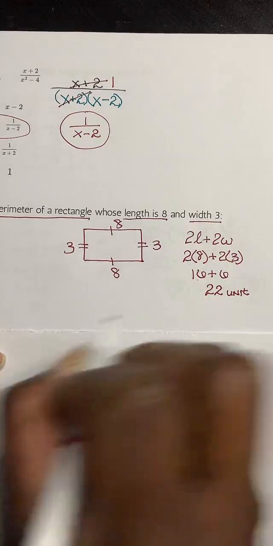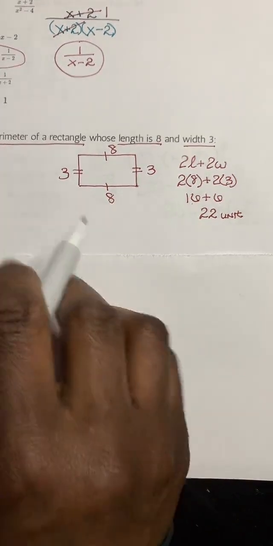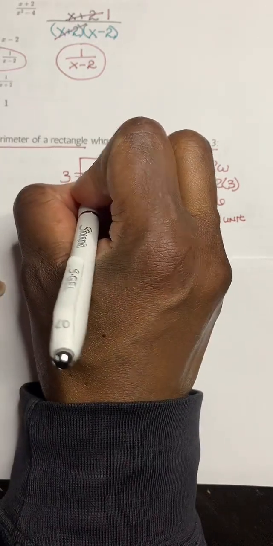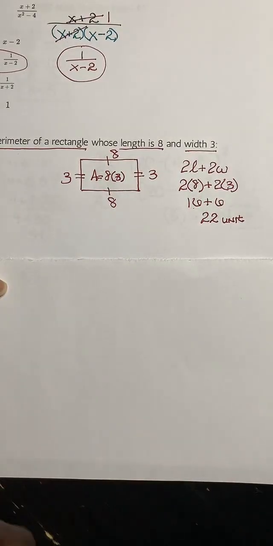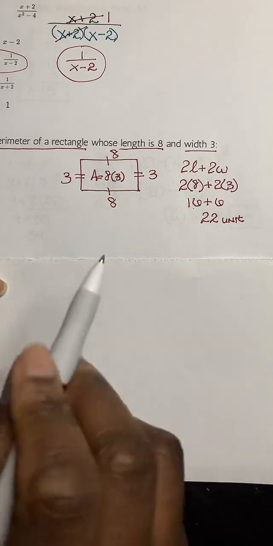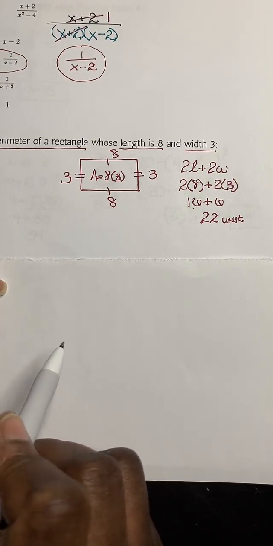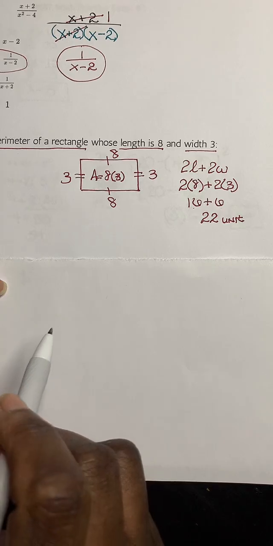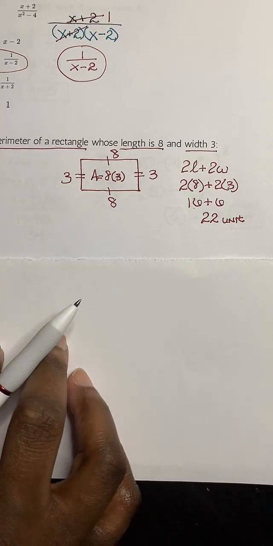Now, this is not units squared because we're not looking at area. We're doing perimeter. If I was doing area, that would be 8 times 3. Perimeter, adding up all the sides. Area, multiplying. Make sure that is for your area. So that's how people were getting 22s instead of the 24s.